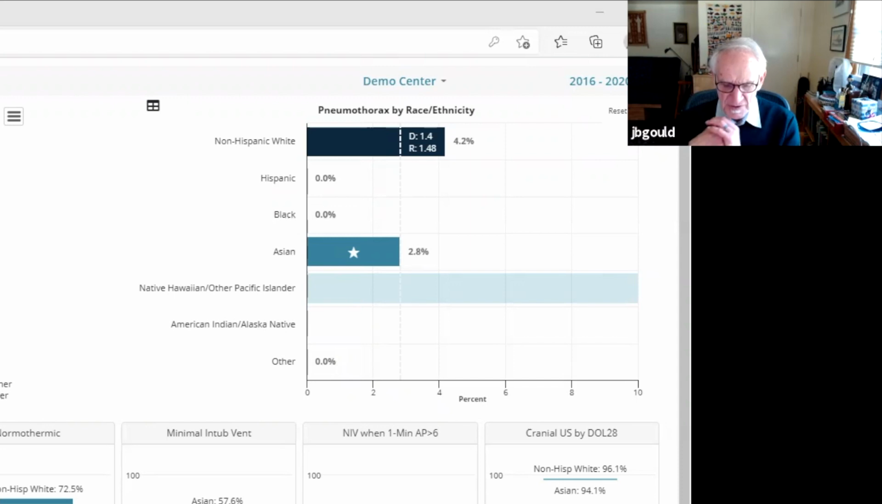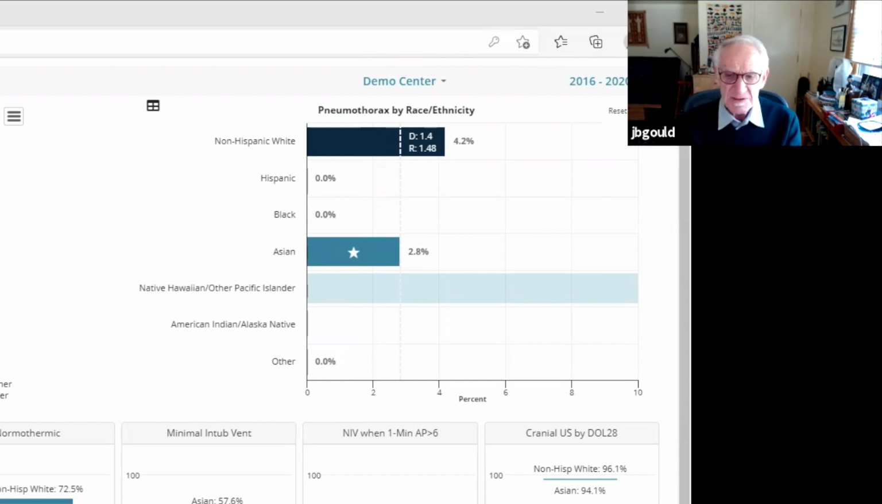The problem is that only about 30 or 40% of the infants that you take care of are really high risk. So what about the other infants that you take care of, the other 70%? What do we know about them?